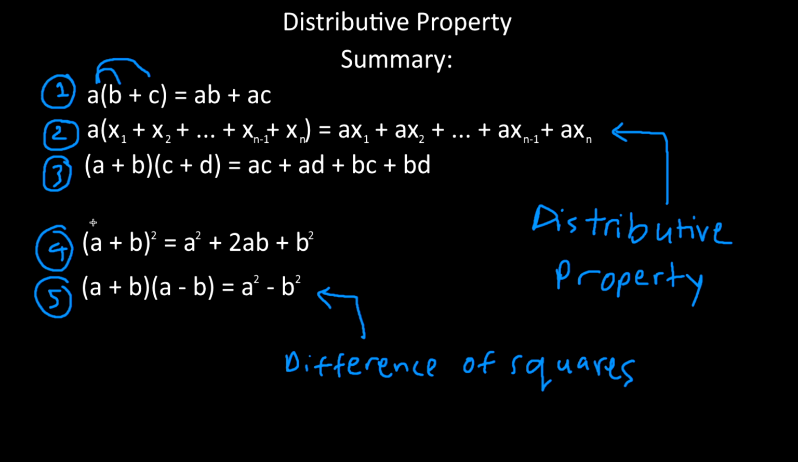The fourth equation tells us how to properly expand the square of a binomial. The exponent is not distributed to the a and b terms. And the fifth equation tells us how to factor a difference of squares.